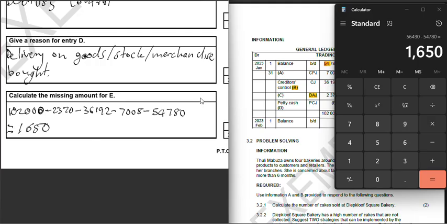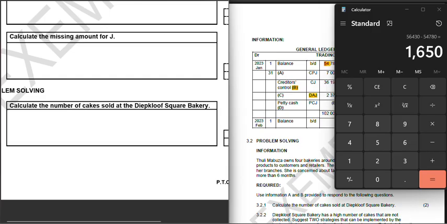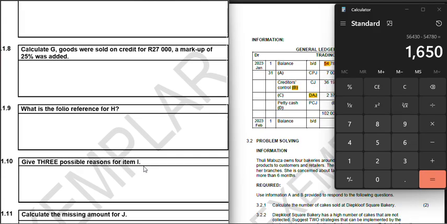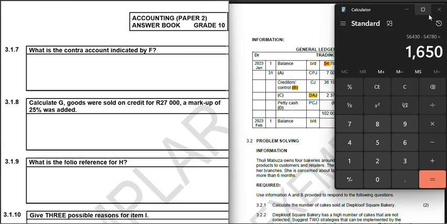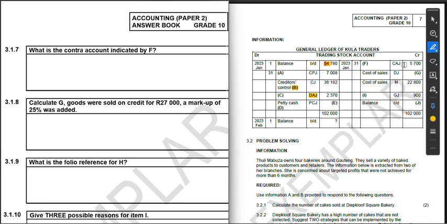So we found out how much is the missing figure for E. We are done with that. We go to the next question. The next question is on the next page. So here is the next page. Let's scroll a little bit up. Okay, we dragged our page a little bit up, and then close our calculator for now, and then we continue.